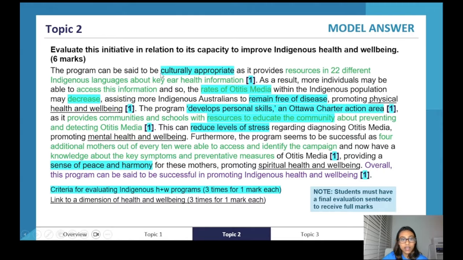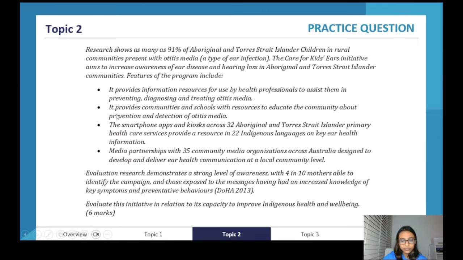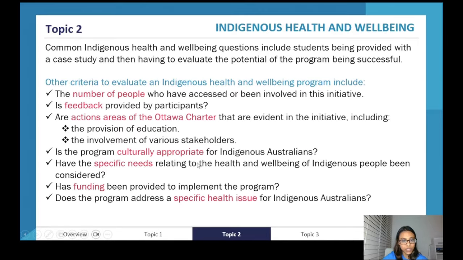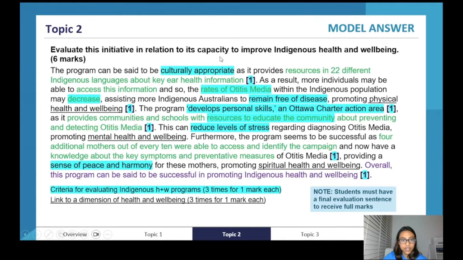That is our first element of an effective program. That is our first criteria that we've gone back to. So culturally appropriate, that's our first criteria point. And then we've got it provides, so it's the example.